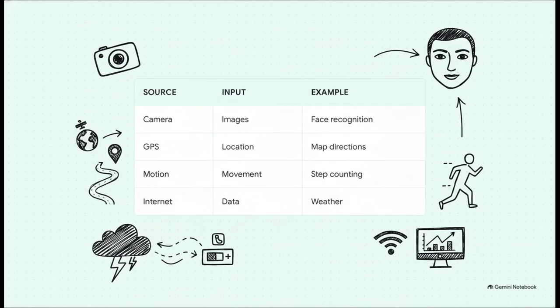Your camera provides images for face recognition. The GPS provides location data so your maps can actually work. A motion sensor detects movement to count your daily steps. And of course, the internet itself is a massive source of input, pulling in live data from other computers like current weather or real-time traffic conditions.